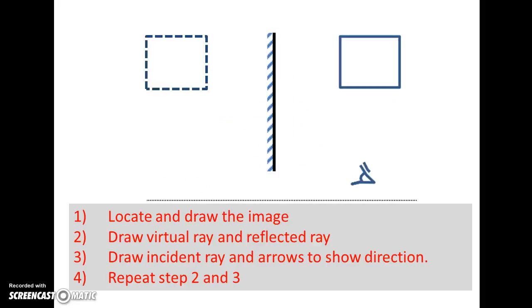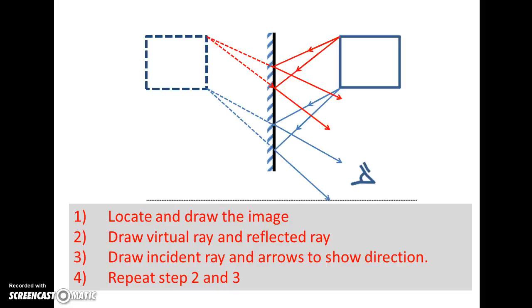Next, we have a big rectangle, and so the image looks like this. And you may draw the two sets of rays from one corner of the rectangle, and also another set from another.